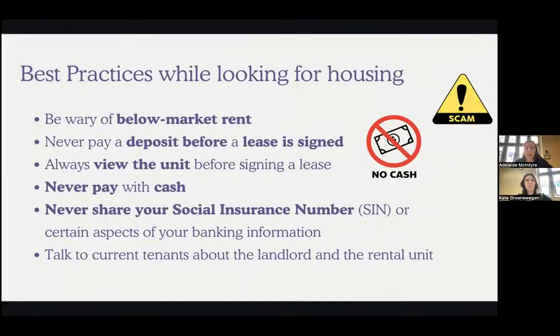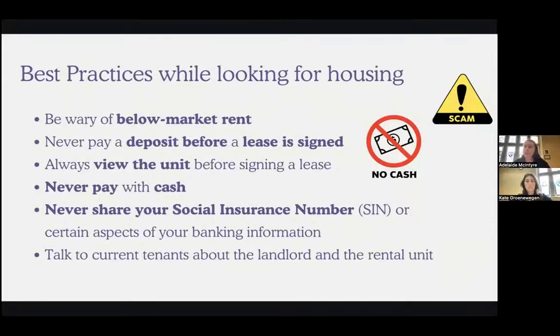Some landlords may ask for a deposit to secure a unit before a lease is even signed. This should not be done. Once the landlord is given that money, it will be hard to get that money back if there is an issue that arises. And you should expect to pay a deposit when a lease is signed, but never before. It is always best to view the unit before signing a lease.